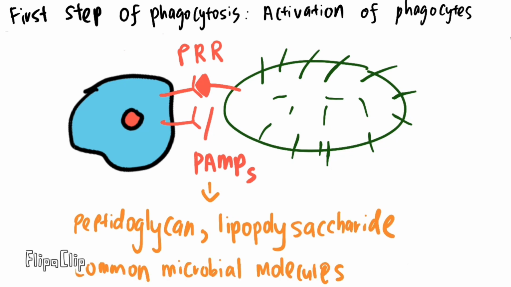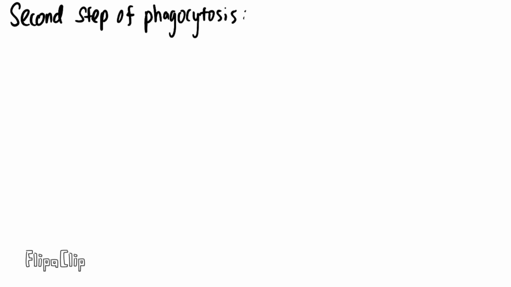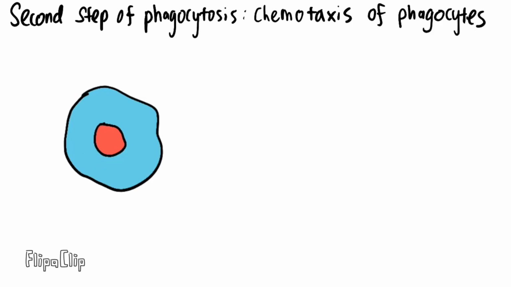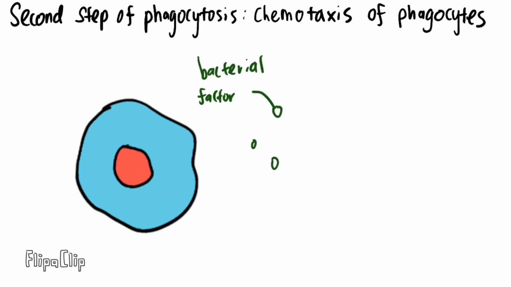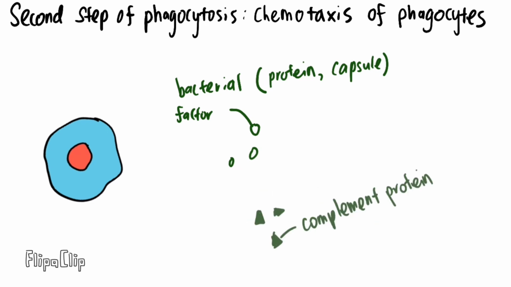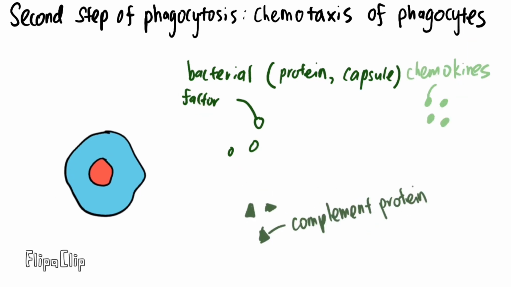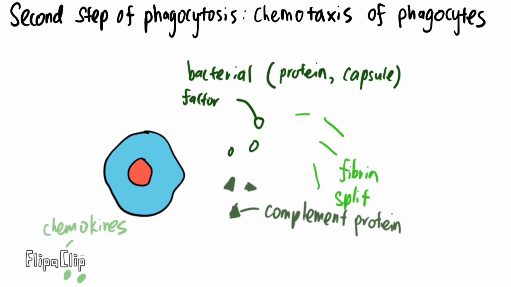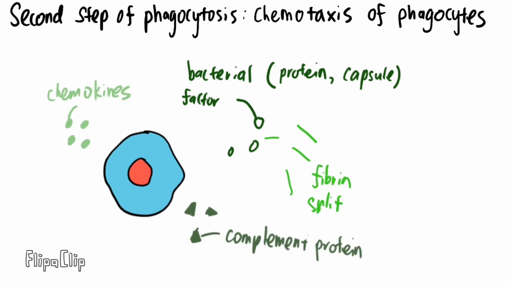The second step of the phagocytosis process is the chemotaxis of phagocytes. This is the movement of phagocytes toward an increasing concentration of attractants such as bacterial factors, complement proteins, chemokines, and fibrin split products released by the injured host cells.